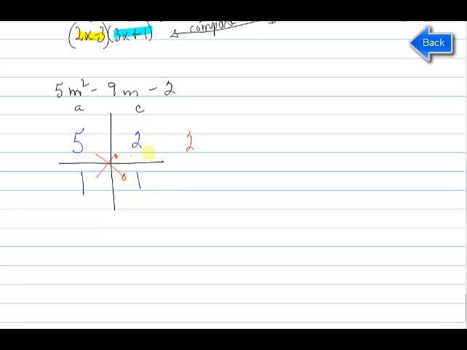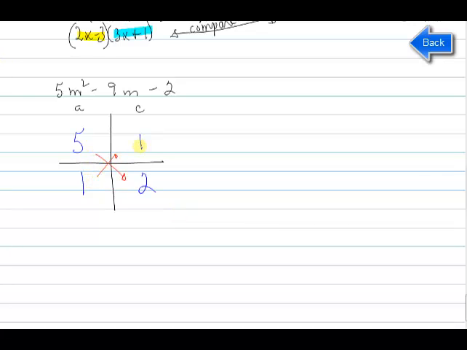And that's going to give me 2 and 5. I want to know if that's going to give me negative 9, and it won't. So what I'm going to do then is reverse my 2 and the 1. I'm going to put the 1 on top and the 2 on the bottom, and I'm going to cross multiply again.